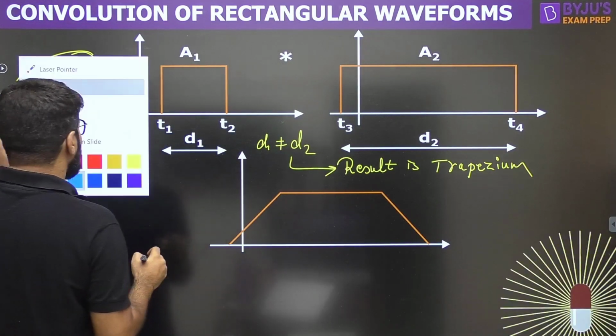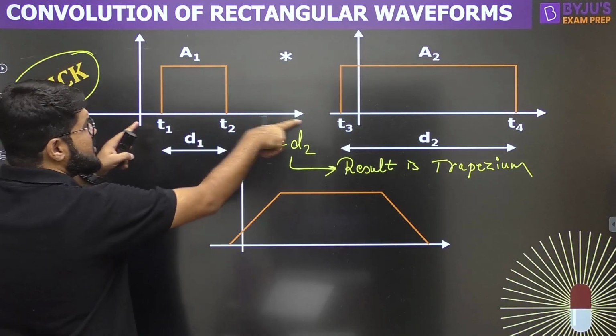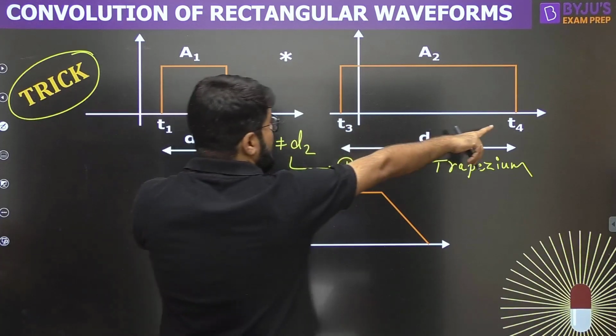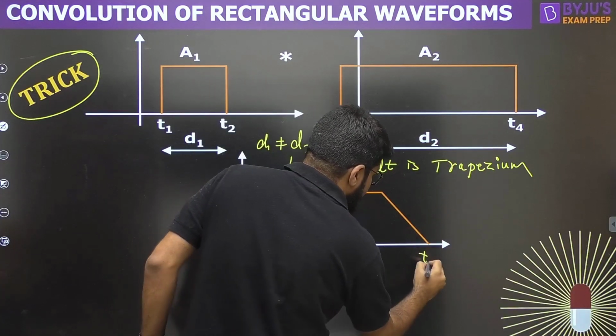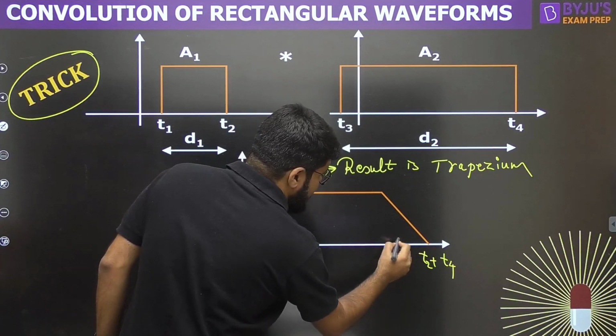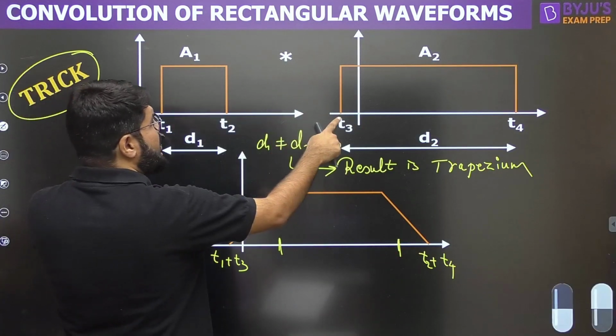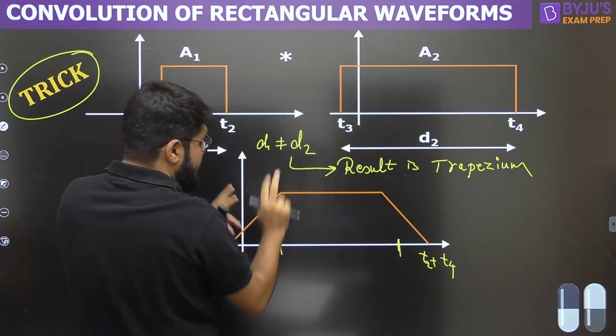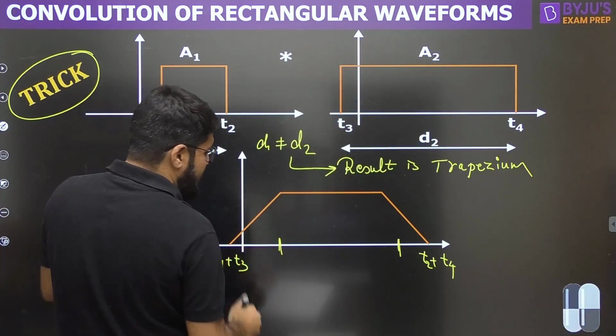So what is the starting point of the trapezium, sir? The starting point is the sum of the starting points. So this is T1 plus T3. The ending point of the trapezium is the sum of the ending points of the individual signals. This is T2 plus T4. But what about this point and this point? So see, T1 is added with T3. So T1 plus T4, right? And T2 plus T3, right? Which of them is lower will come here.